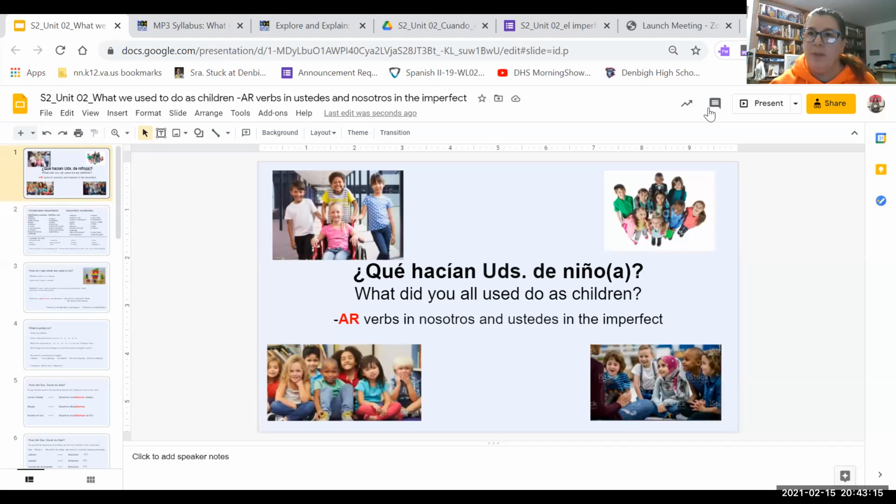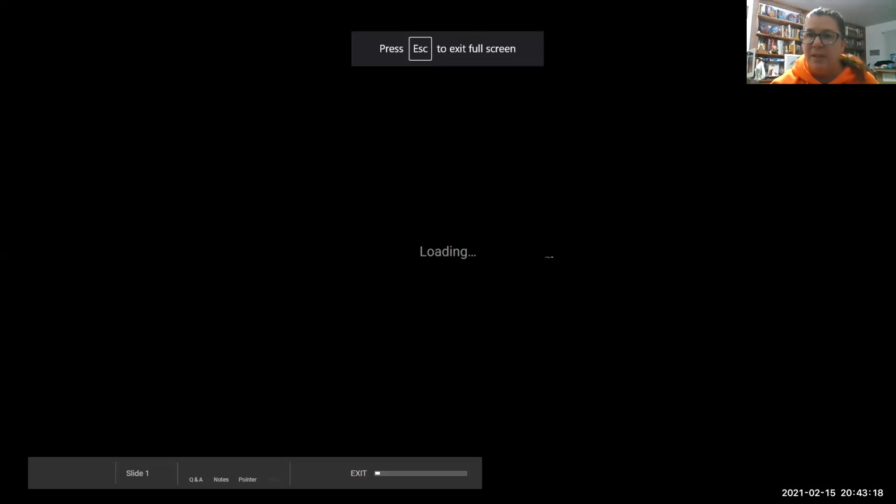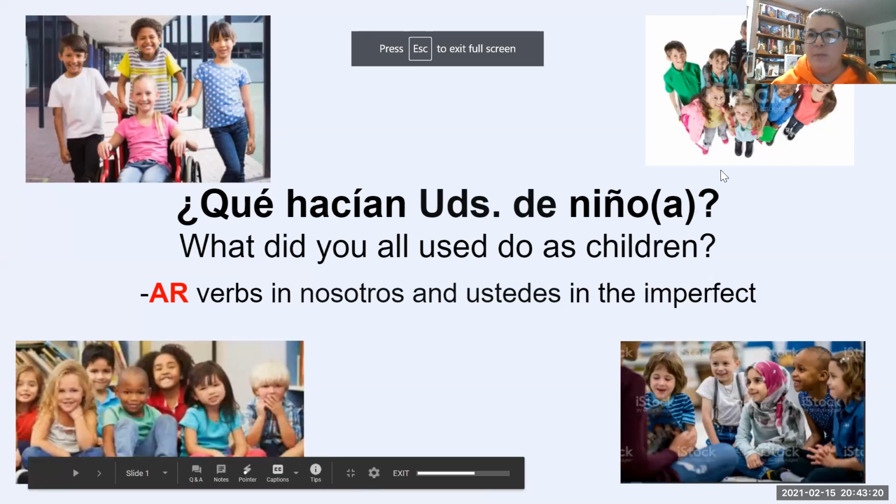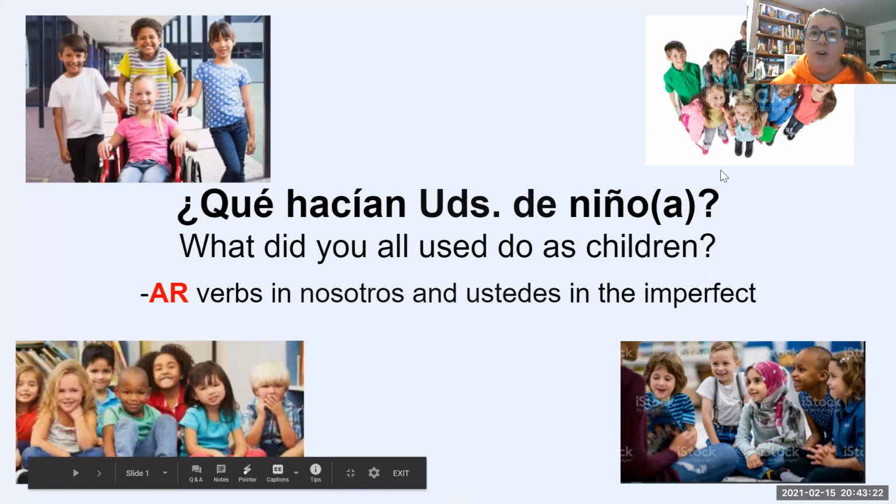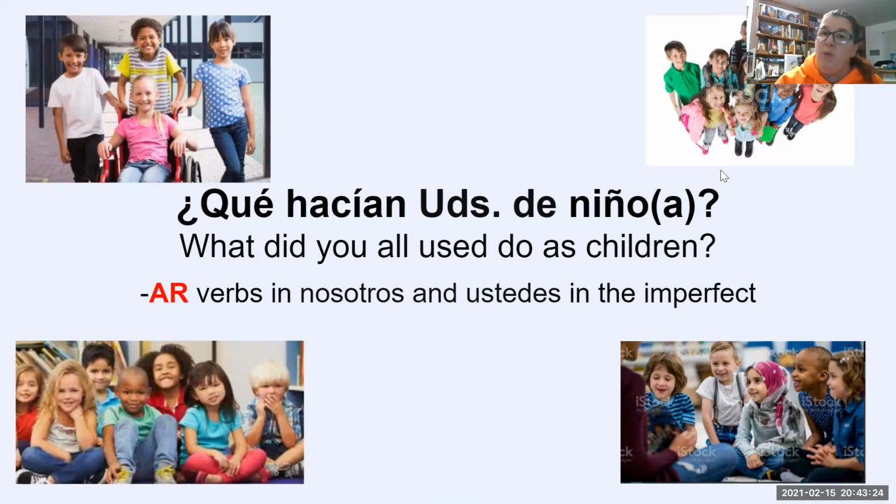So what are we working on? We are still working on the imperfect tense. The imperfect tense is a tense in Spanish that is a past tense. It talks about what we used to do or what we were doing. So now we're going to focus on ¿Qué hacían ustedes de niño? What did you all used to do as children? These are going to be AR verbs in nosotros and ustedes in the imperfect.